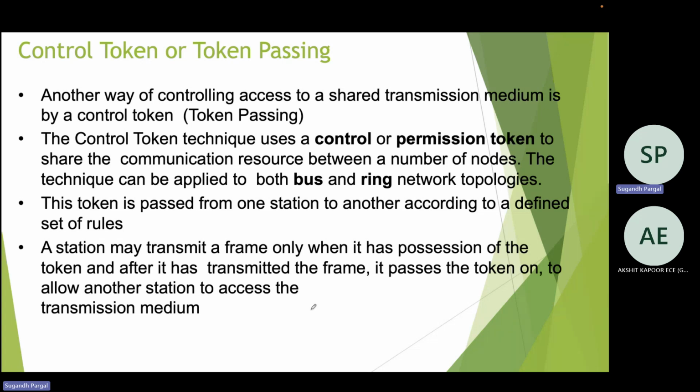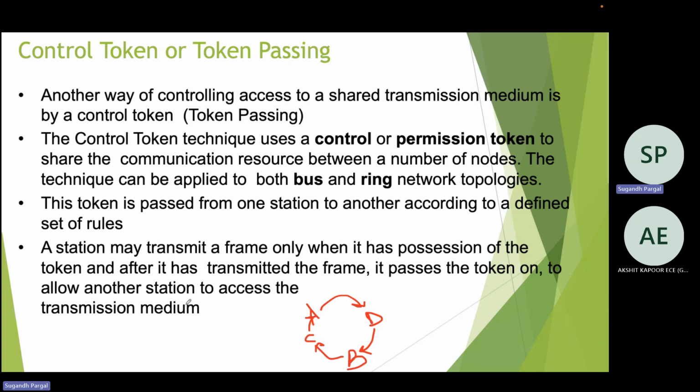So this token is passed from one station to another according to a defined set of rules. Say A has the token, then it sends a packet, and then it needs the token no more, so it gives the token to D now. Now D has the token, it completes its transmission and sends the token to B. Then B sends the token to C. So this is how token passing takes place, and this can be implemented in a ring topology or a bus topology as well.